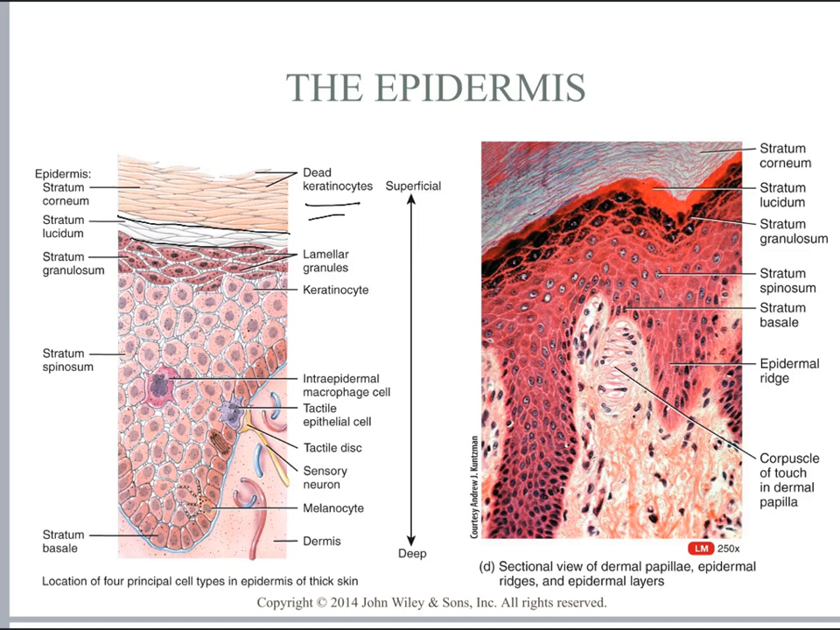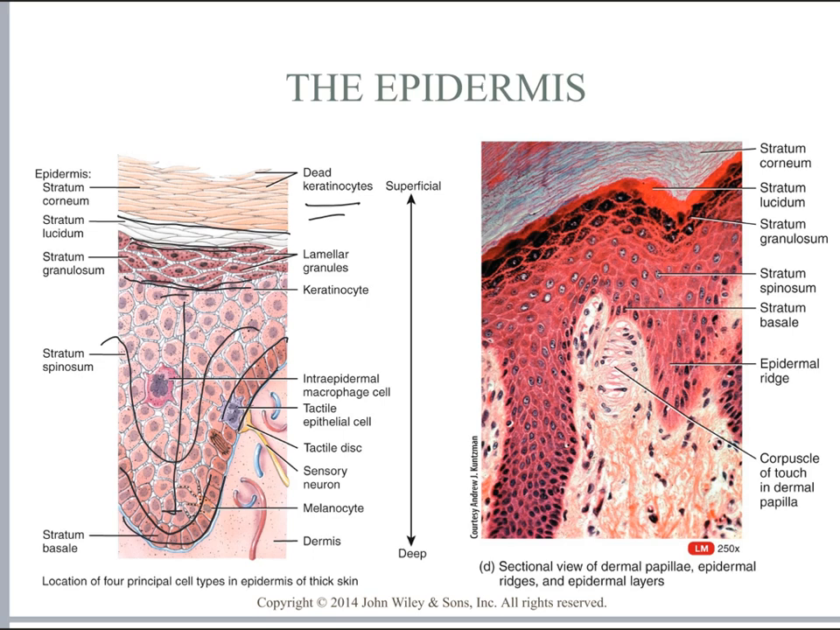So now, because we see the stratum lucidum right off the bat, you should be thinking thick skin. Then we get these speckled, granulated cells right here. Okay, and that's our stratum granulosum. And this spiny area from here to here is the stratum spinosum. This one cell layer thick at the bottom is our stratum basale. This is the mitotically active. And you can see, I'm going to erase right here.